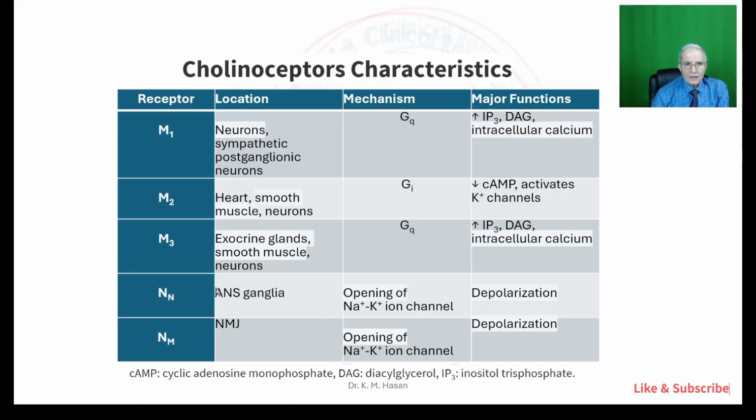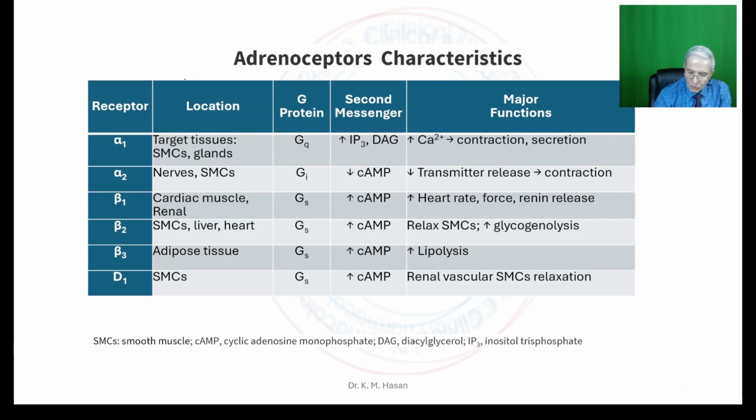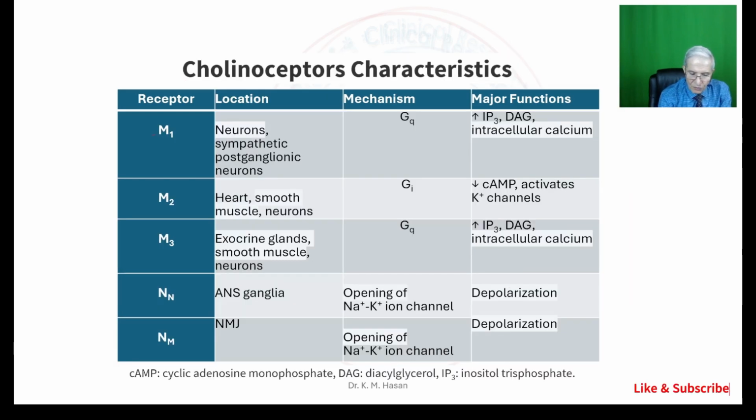Okay, in this slide here we need to remember the subtypes. M stands for muscarinic receptor, and muscarinic receptors belong to the cholinergic system, cholinergic neurons. M stands for muscarinic, belonging to the cholinergic neuron, and here we are speaking about the parasympathetic nervous system. So in the parasympathetic nervous system, we have cholinergic neurons.